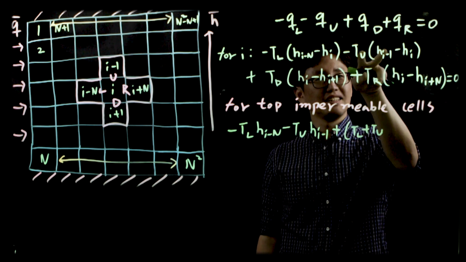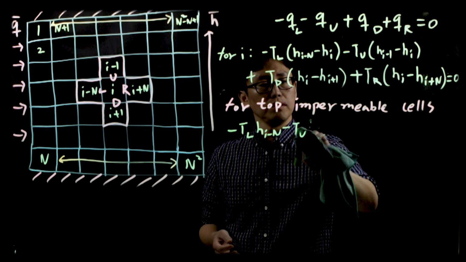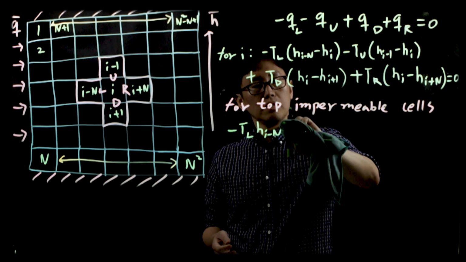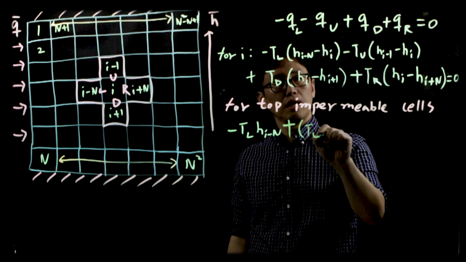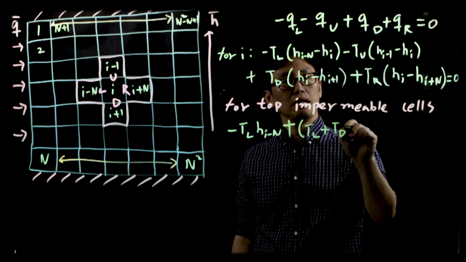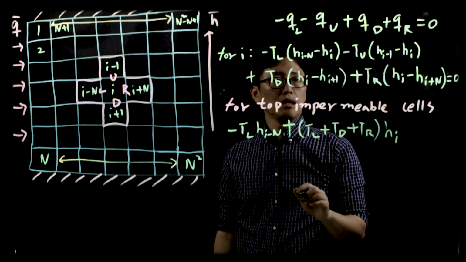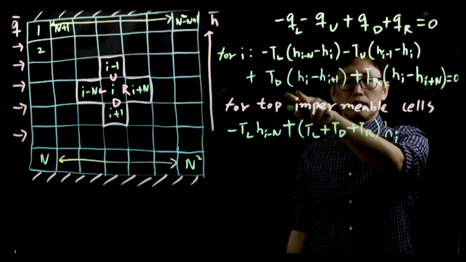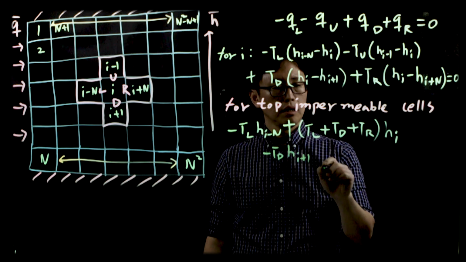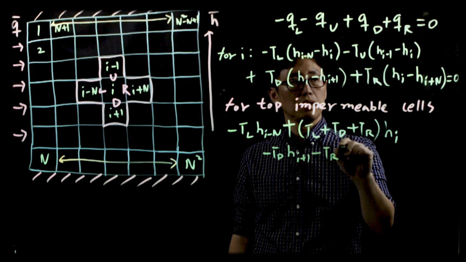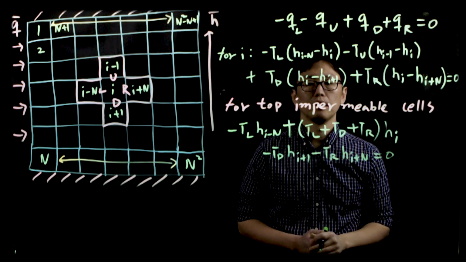Sorry, I said this should be cancelled out, so it should be here. So plus TL plus TD plus TL times HI, and then this term, the down interface term, minus TD HI plus 1 minus TL HI plus N is equal to 0, right?